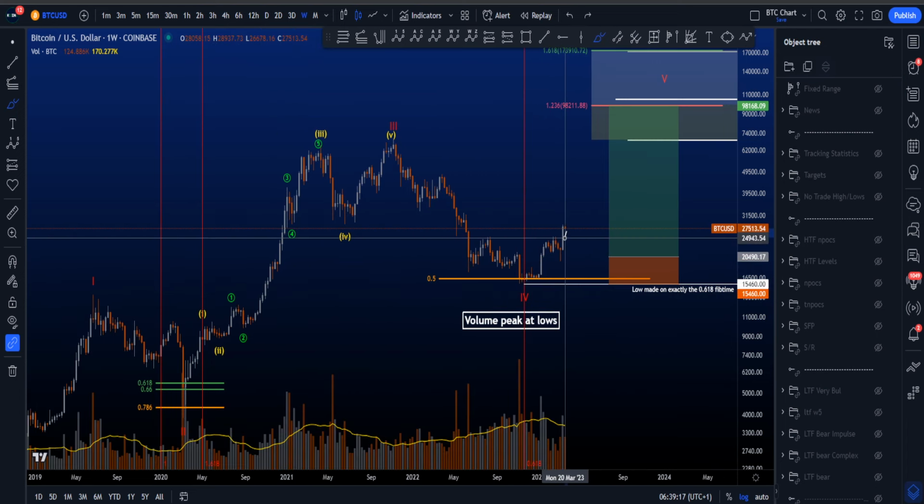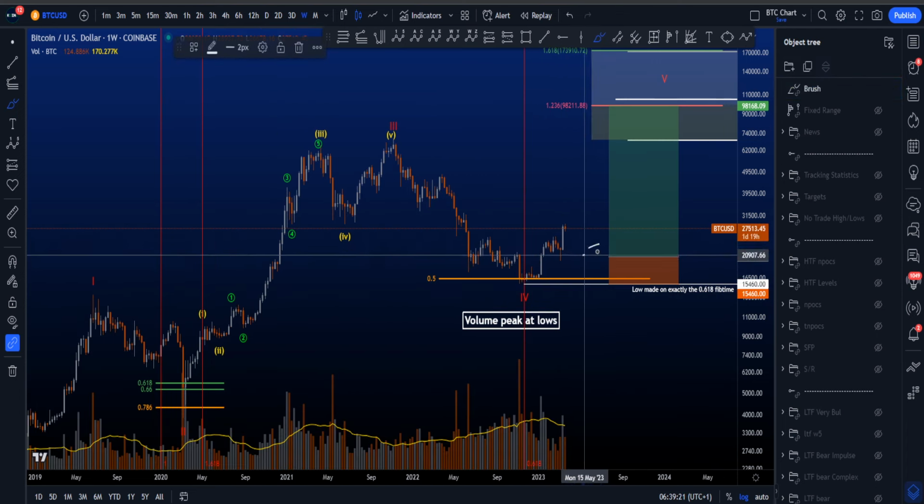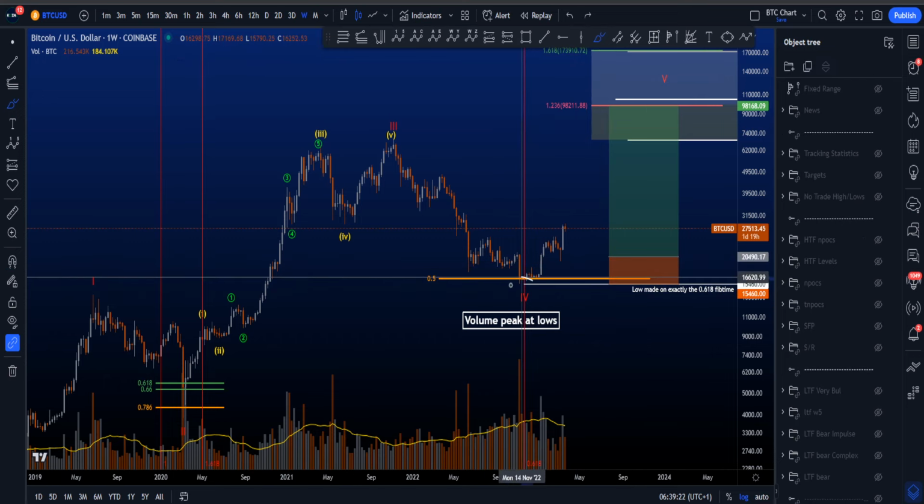In this scenario, we'd be looking for a little bit of a retracement to then enter a potential long setup, stop loss below the low of wave 4. Very clear invalidation for then a move to the upside.